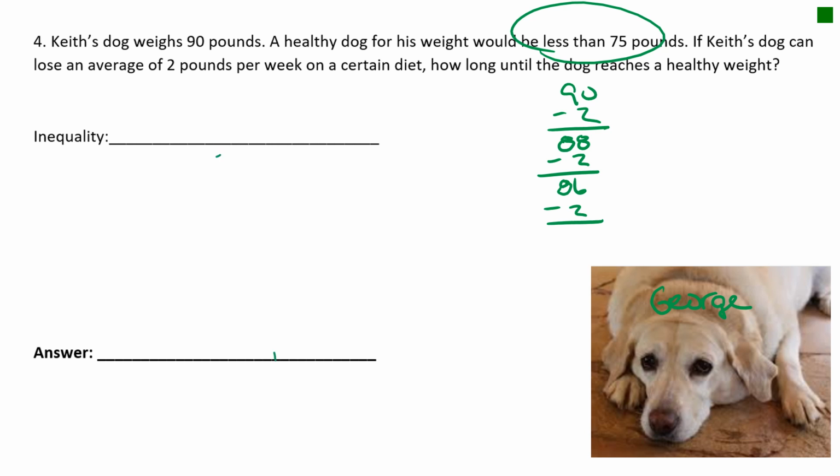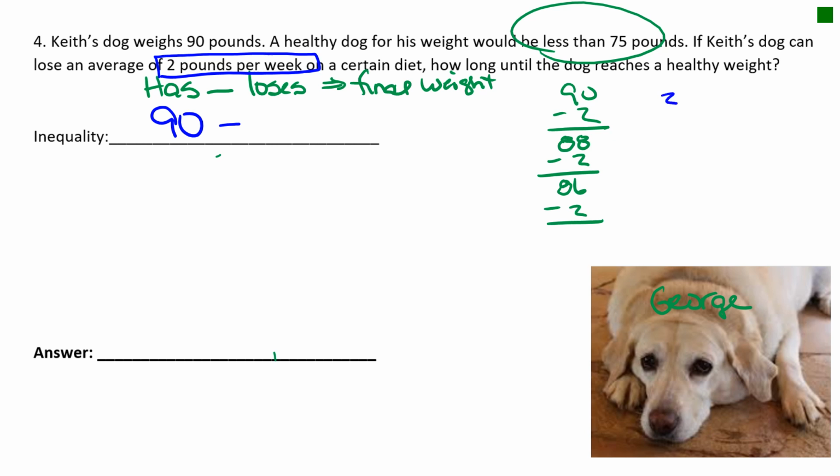Okay, so this time instead of what she has, it's what the dog has, how much he weighs, minus what he loses is going to give us his final weight, right? So what does the dog have? How much weight does he have? He has 90 pounds. He's going to lose how much? 2 pounds a week. So just like $2 a chore. So it's minus 2W. And we're going to let W equal the number of weeks, right?